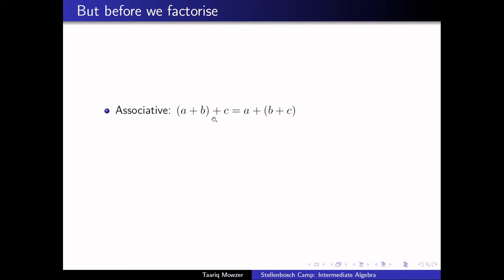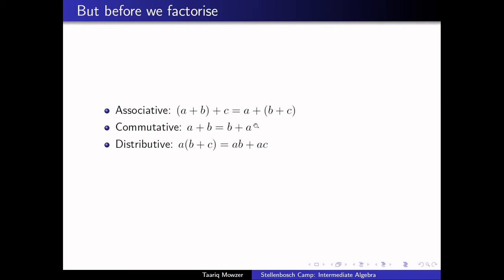This is the associative property. It says that you can add the numbers a plus b, and then after you calculate this, add c, and it's the exact same as adding b plus c and then adding a afterwards. This is called the associative property. We then have the commutative property, which is that adding a to b is the same as adding b to a.